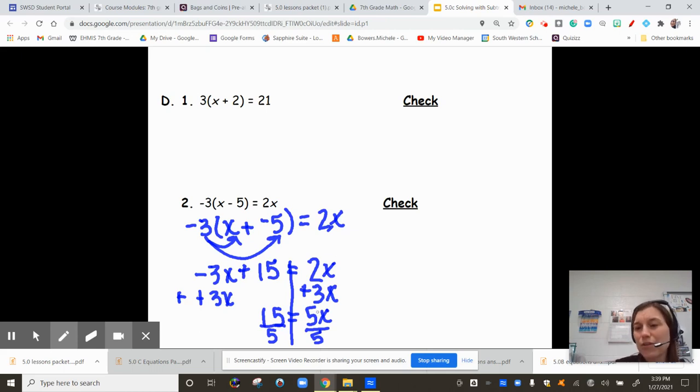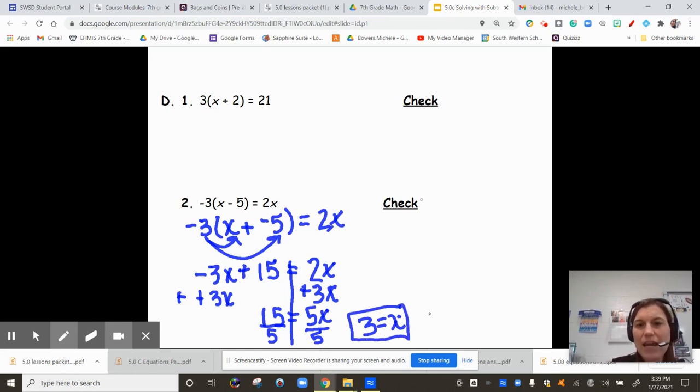Once you get there, then you're at your last step and you divide by the coefficient. You divide by the number in front of the letter. 15 divided by 5 is 3. 5 divided by 5 is the invisible 1, x. So I have x equals 3 as my solution.